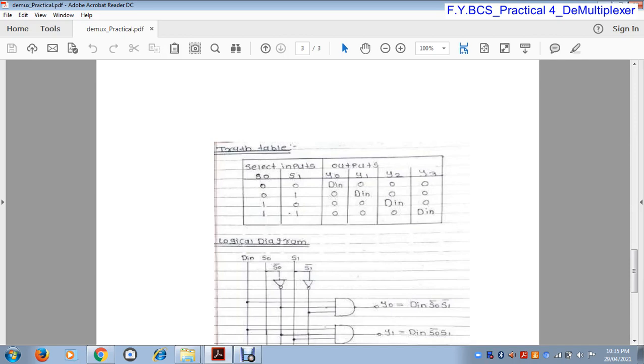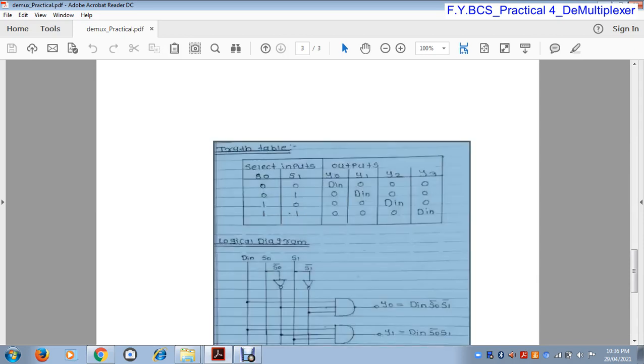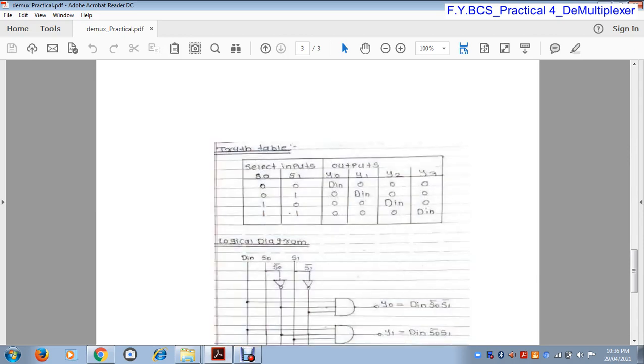The first condition is when S0 and S1 both are 0, then D in is connected to the Y0 output. When S0 is 0 and S1 is 1, then D in is connected to the Y1 output. The third condition is when S0 is 1 and S1 is 0, then D in is connected to the Y2 output. And the last condition is when S0 and S1 both are 1, then D in is connected to Y3.